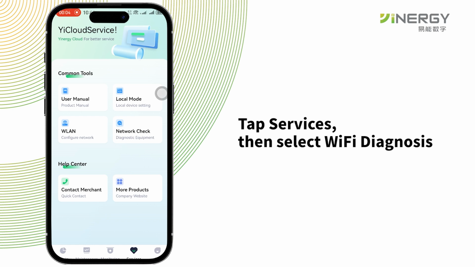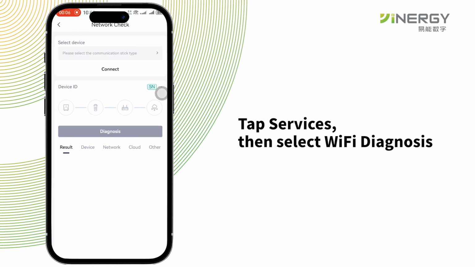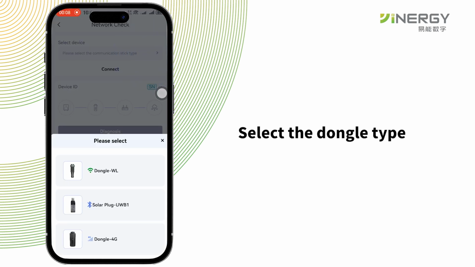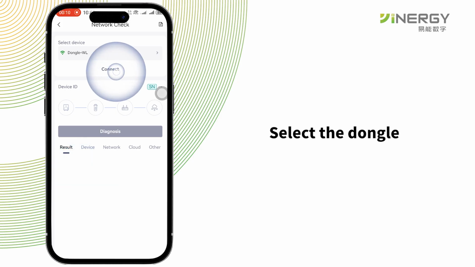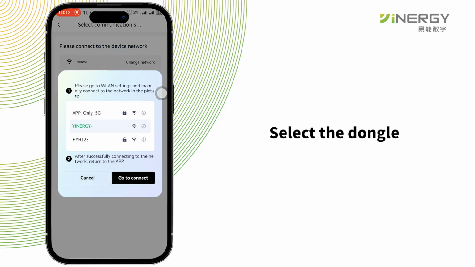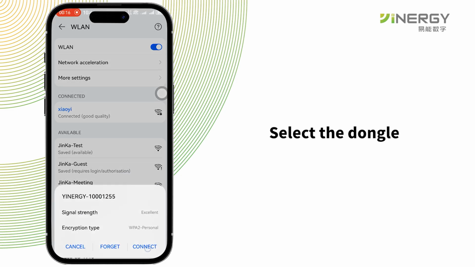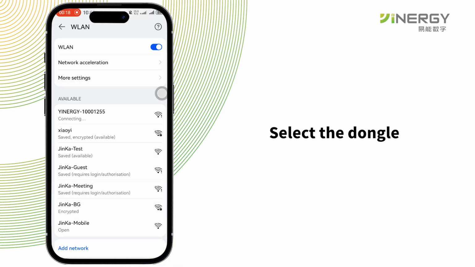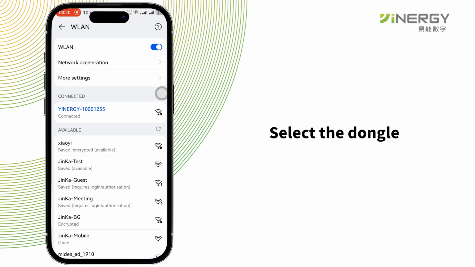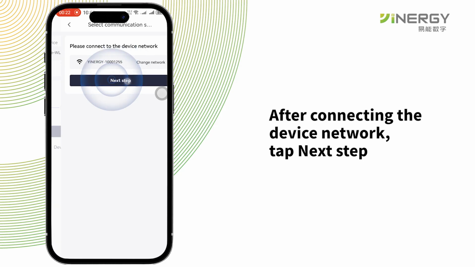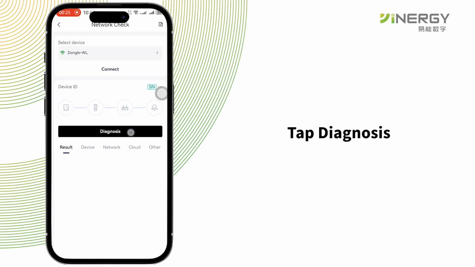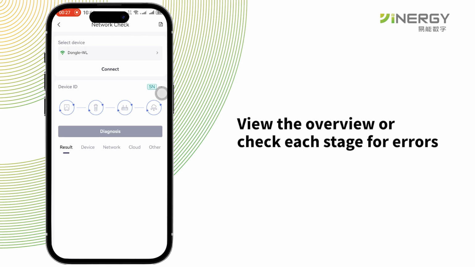Tap Services, then select Wi-Fi Diagnosis. Select the dongle type. Select the dongle. After connecting the device network, tap Next Step. Tap Diagnosis. View the overview or check each stage for errors.